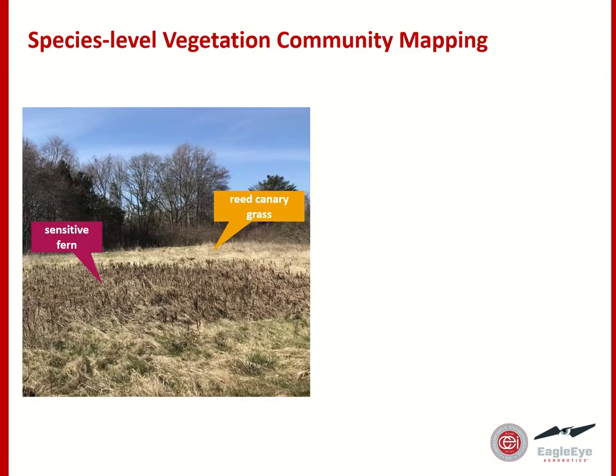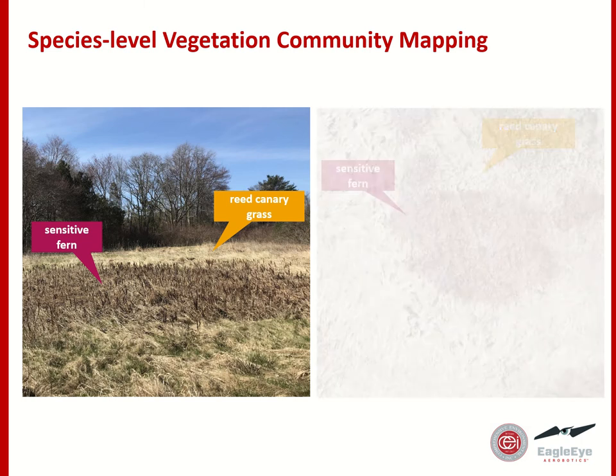CEI is also using drones for detailed vegetation mapping. This can be used for a variety of purposes, such as documenting wetland change and the presence or spread of invasive species. The photo on the left shows a wetland with invasive reed canary grass surrounding an area of sensitive fern. Typically in field investigations, if you wanted to map out where these species were dominant, you'd need to use a GPS unit or a traditional ground survey to walk around the perimeter to see where the species composition changes.